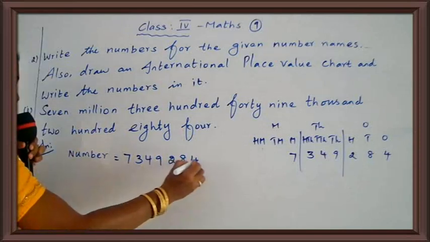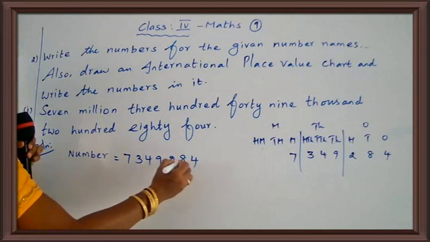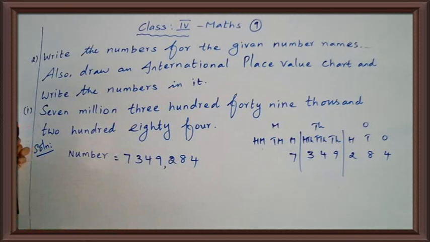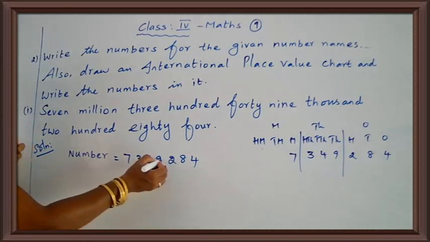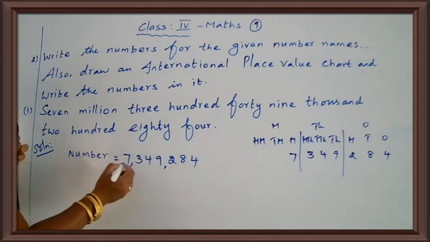First is the ones period: ones, tens, hundreds. After that you put one comma. Next is the thousands period. The thousands period consists of again 3 places: 1,000, 10,000, 100,000. After that you put another comma. Okay, children.